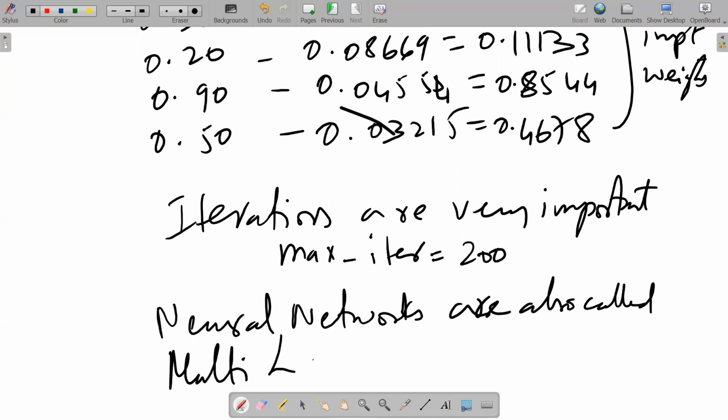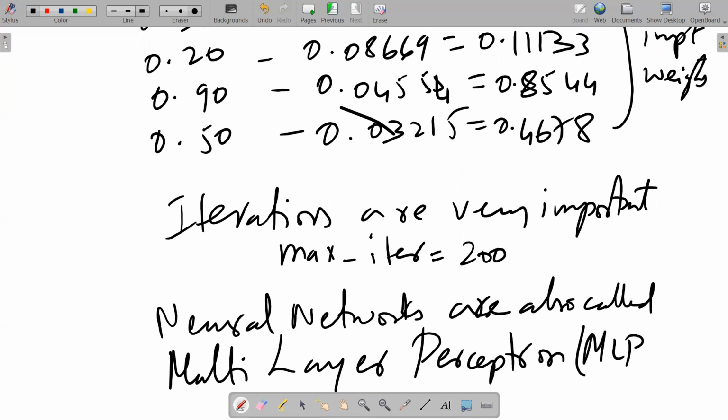Multi-layer perceptron, MLP. In Python scikit-learn, we refer to it as MLP: MLP classifier and MLP regressor. Now, early stopping will also be there. If it reaches the goal, it will stop.